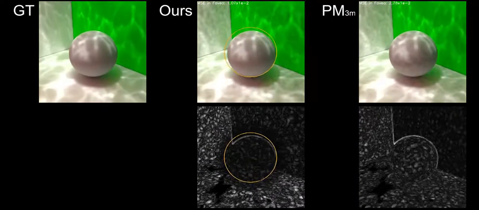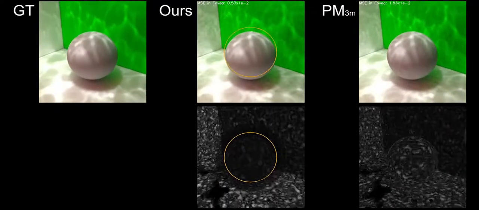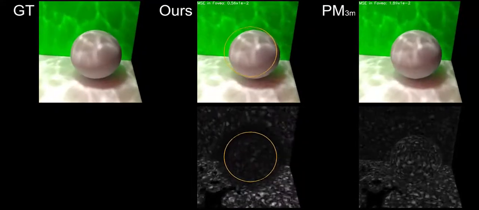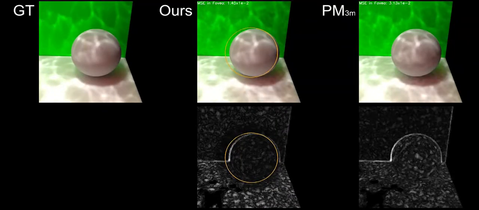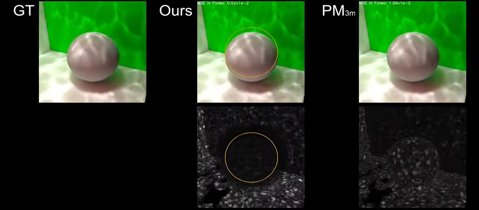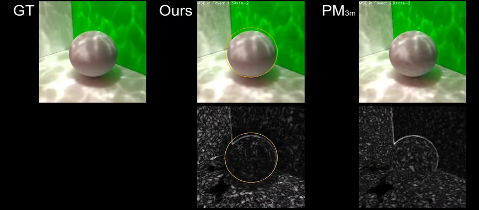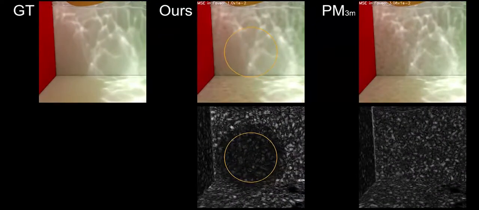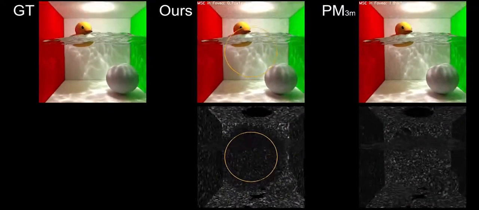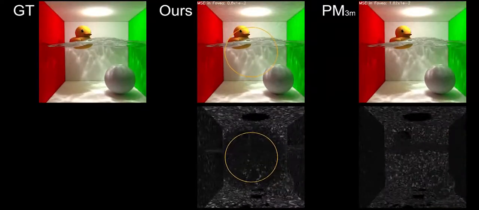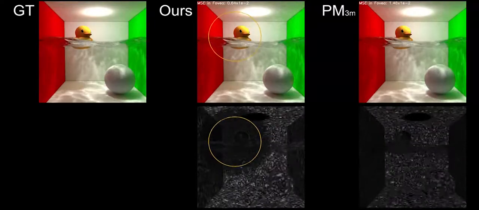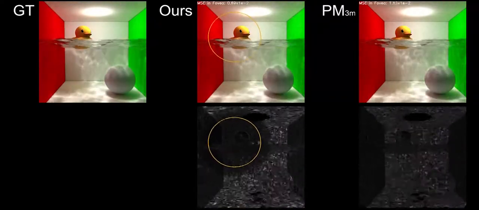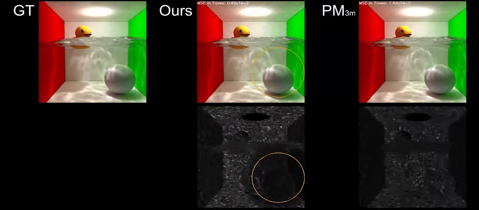The errors are visualized in the images of the second row. The mean squared error of the foveal regions produced by our method is smaller than that of PM3M. In the Cornell box, the caustics on the sphere change accordingly as the water waves.